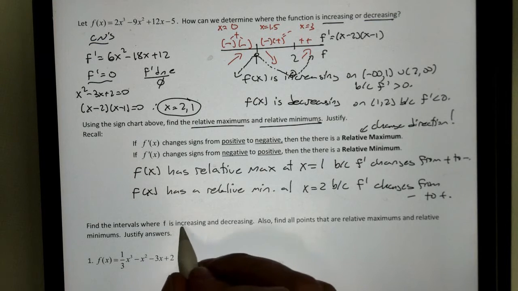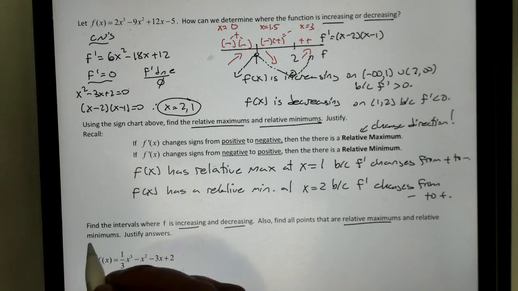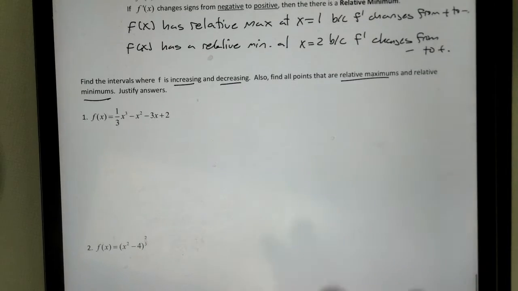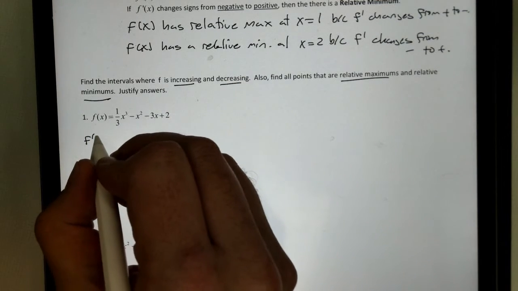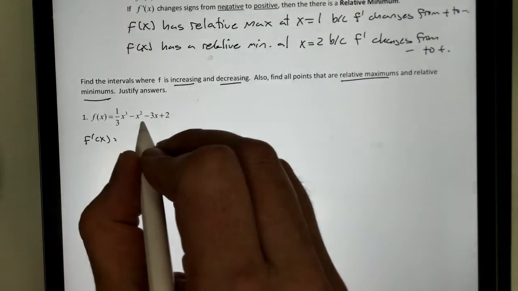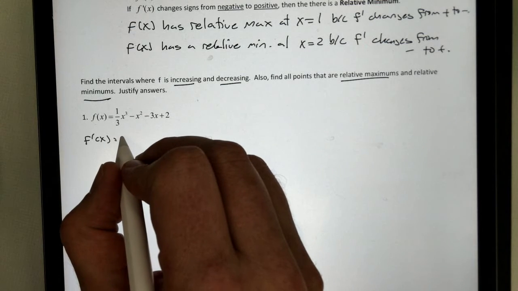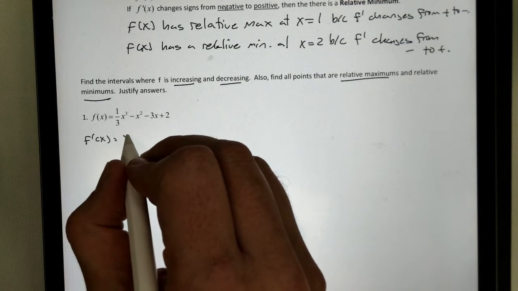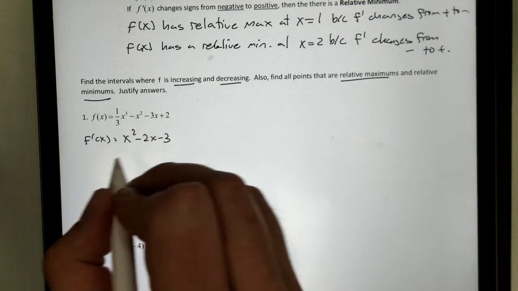We want to find out, where is our function increasing? Where is it decreasing? Where's our relative max? Where's our relative minimums? These take a while. So for question number 1, let's take a look here. When we take the derivative, we got this 1/3 x cubed minus x squared minus 3x plus 2. So when we take that derivative, we are going to get x squared minus 2x minus 3.